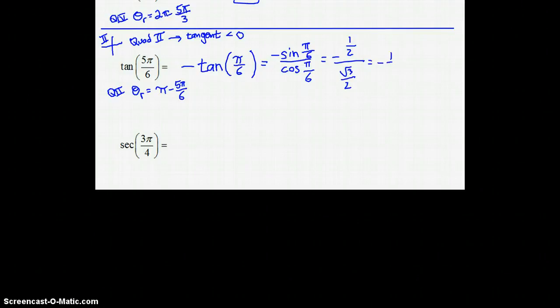I can write this as 1/2 times 2 over square root of 3. 2's cancel out, and we're left with negative 1 over square root of 3. And if I can just rationalize the denominator here, we've got just a little bit of room here. That's going to give us negative square root of 3 over 3.